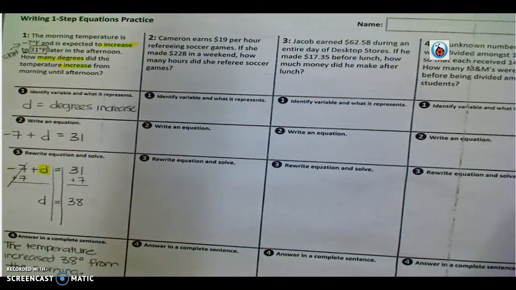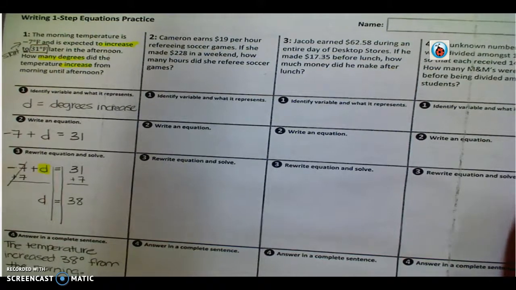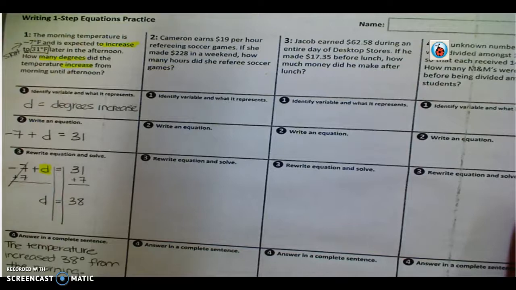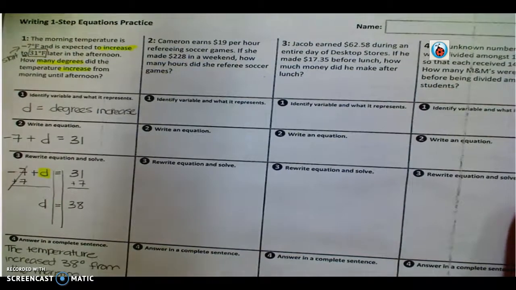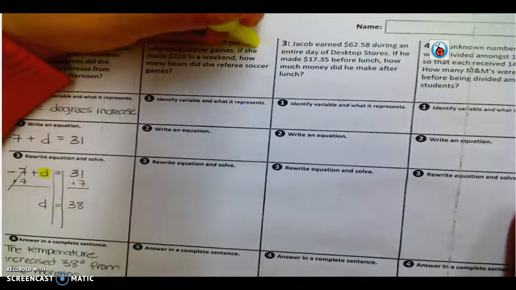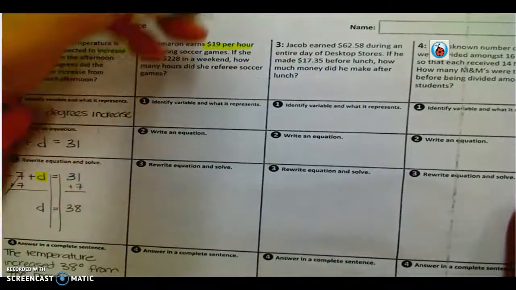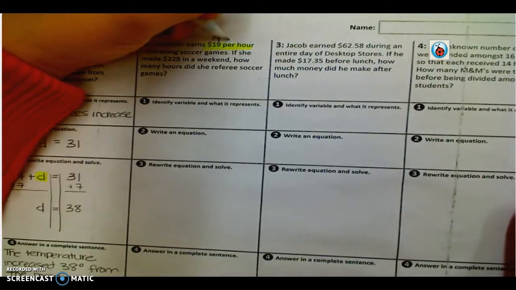Cameron earns $19 per hour refereeing soccer games. If she made $228 in a weekend, how many hours did she referee soccer games? All right, I'm going to go back one more time and just read. $19 per hour. Well, I know that means 19, that's per, and that's times the number of hours.